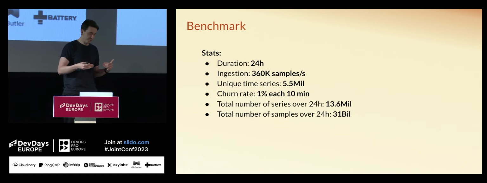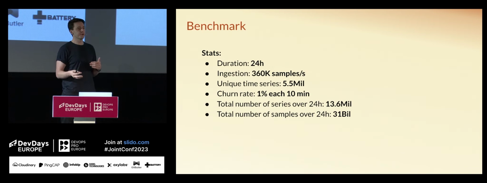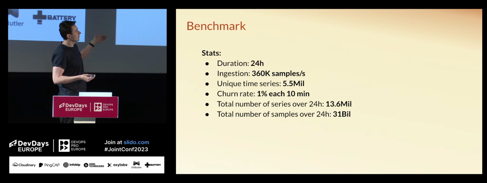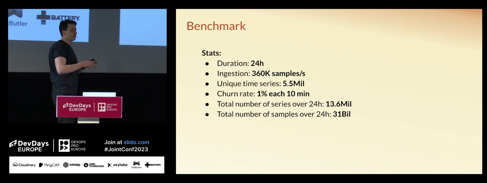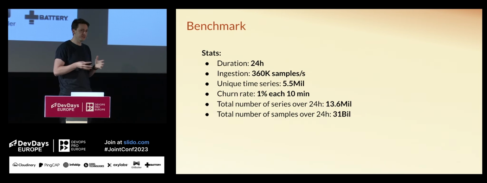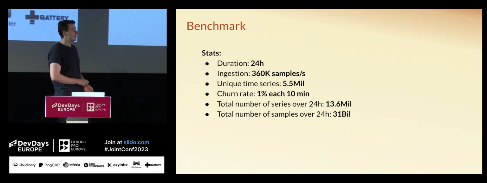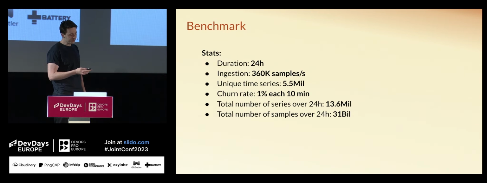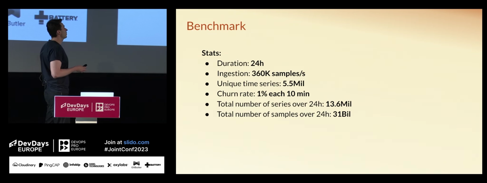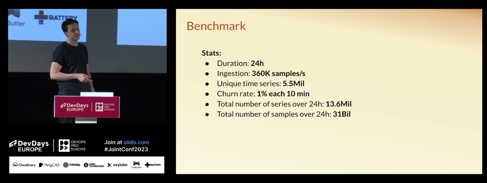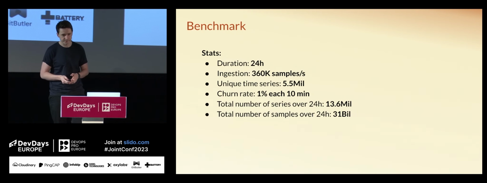And this churn rate is the biggest enemy of modern time series databases. You can see that over 24 hours, 5.5 million were transformed into 13.6 million unique time series. And this big number of time series bloats indexes and makes your databases slower. But churn rate is a thing which you probably can't eliminate if you're using Kubernetes. So every time series database should be able to handle this. And over 24 hours, we also ingested 31 billion samples into both databases.